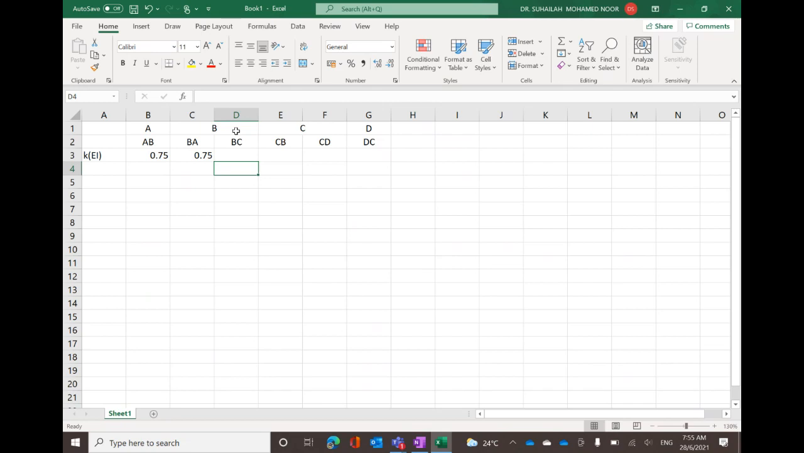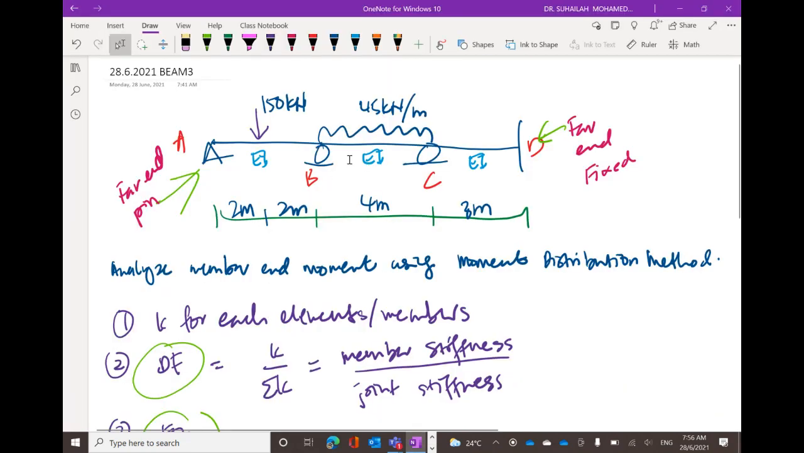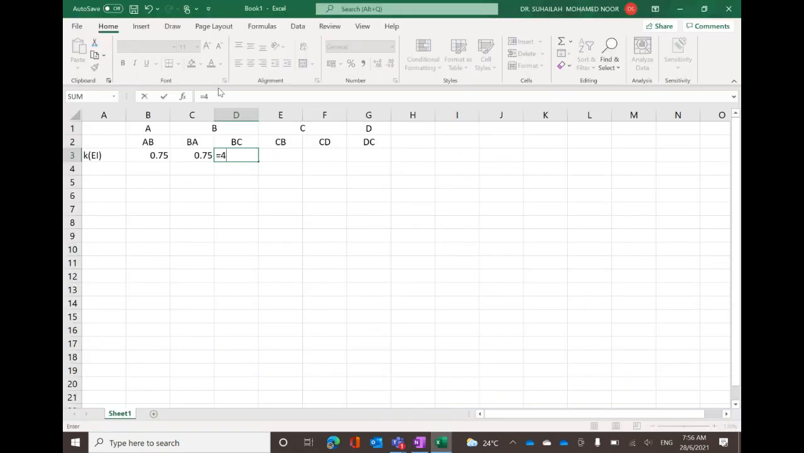Now we will calculate the stiffness factor for BC. Both BC and CB will have the same value. Since both are internal supports, we will use the fixed-end formula, 4EI over L. It is 4EI over 4, which is equal to 1.